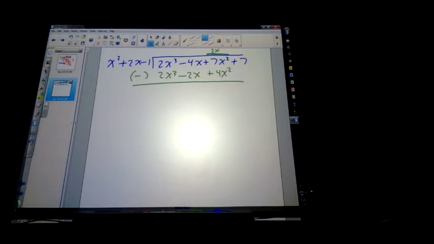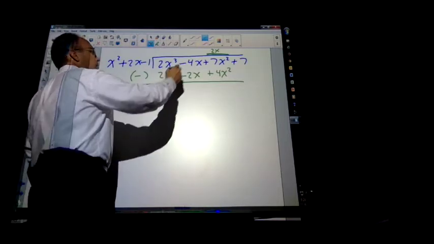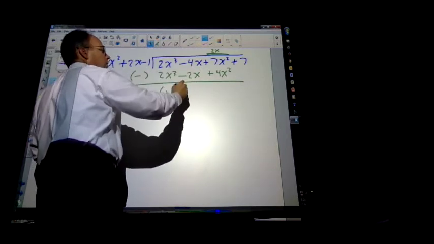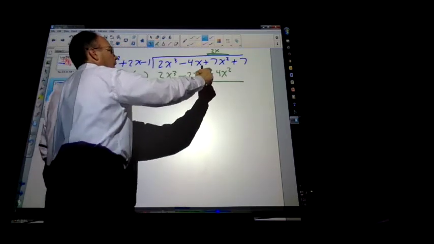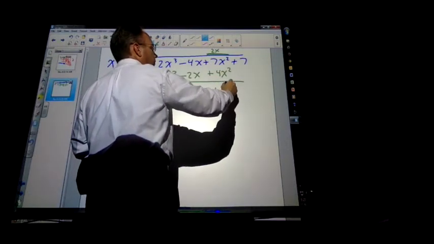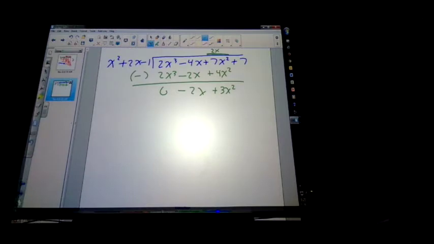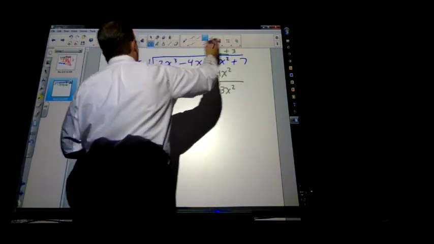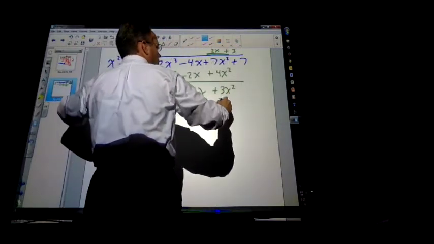All right, so 2x to the third minus 2x to the third, that's 0. Negative 4x minus 2x, so that becomes plus 2x, so that's negative 2x. And then I have 7x squared minus 4x squared, which is 3x squared. Okay, so being the 3x squared came second, you kind of have to trick this a little bit. What do I have to multiply times x squared to get 3x squared? 3. So I go plus 3. 3 times x squared is 3x squared.